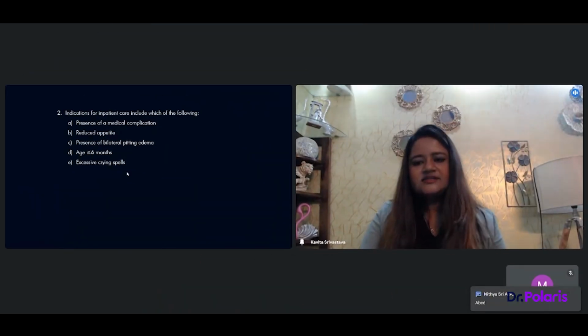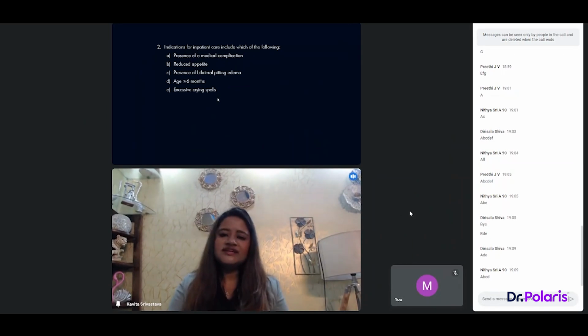A, B, C, D, that is absolutely right, Nitya. So whenever there's any medical complication like hypoglycemia or any kind of electrolyte disturbances, then we advise admission. Reduced appetite is very important because if the child is sent back home with reduced appetite, they can further lose weight and the clinical condition can deteriorate. If there is bilateral pitting edema, which classically signifies hypoalbuminemia in the body, they might require further IV transfusions of albumin or blood products. So that is why we need to admit.